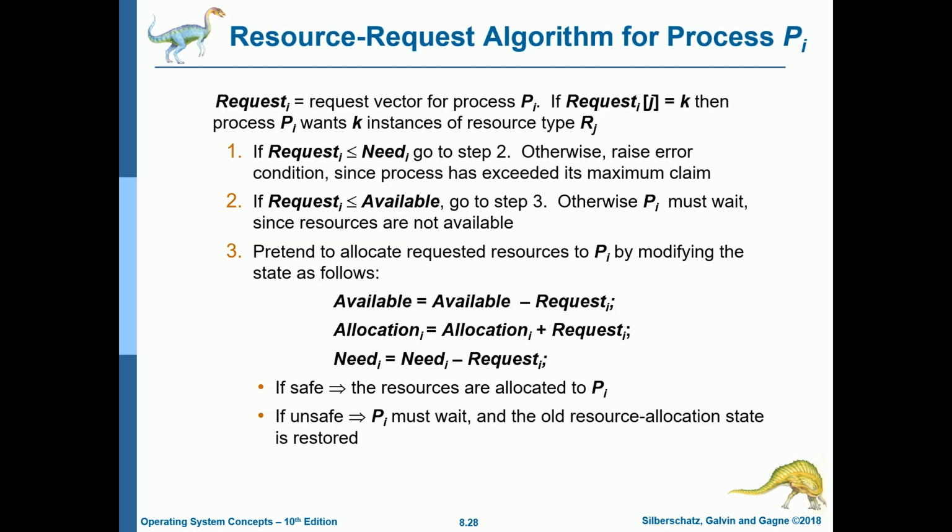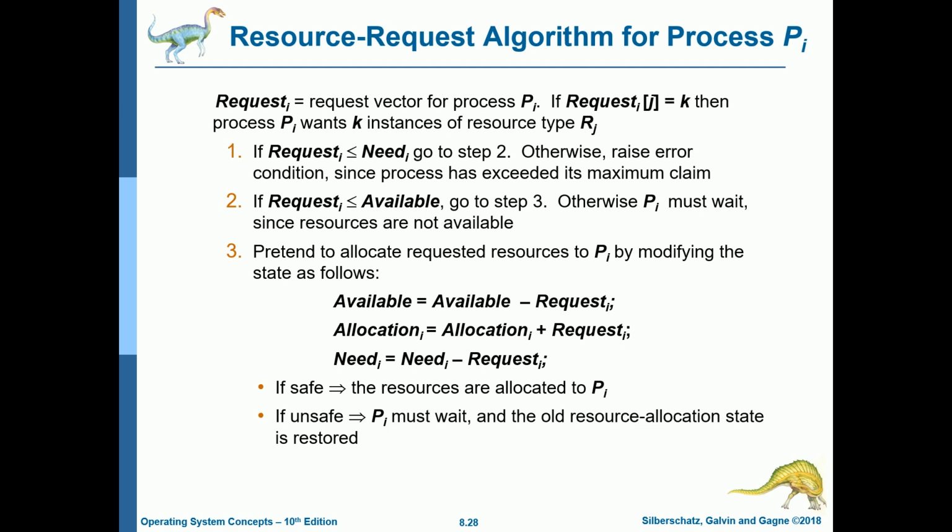Now we're going to describe an algorithm to determine whether requests can be safely granted. Let request sub i be the request vector of a thread T sub i. If request sub i at index j is equal to k, then thread T sub i wants k instances of the resource R sub j. When a request for the resource is made by T sub i, the following actions are then taken.